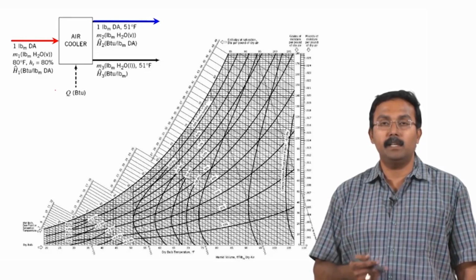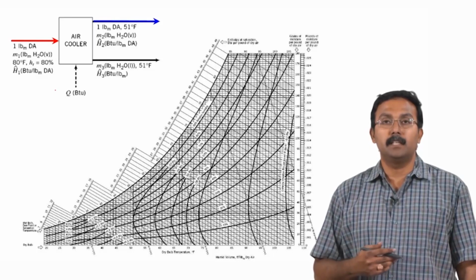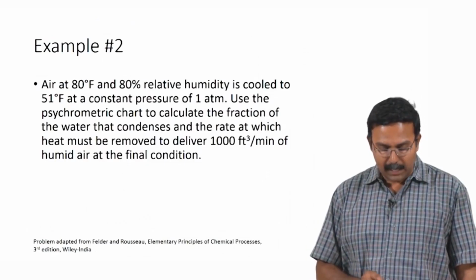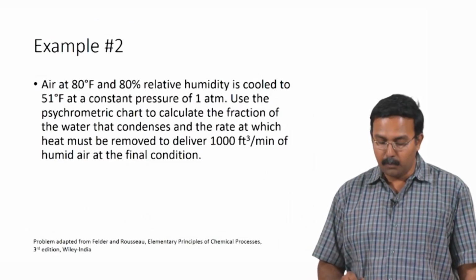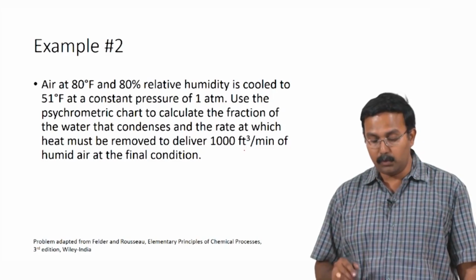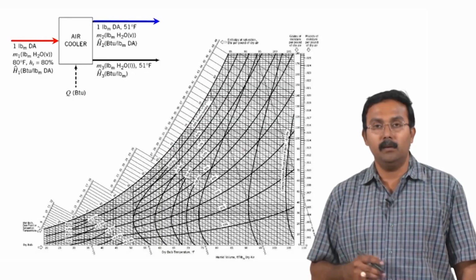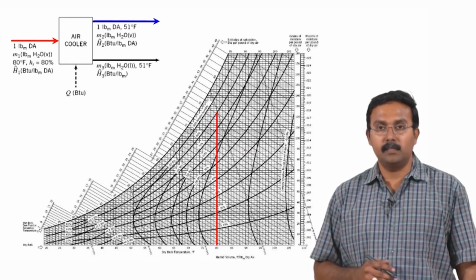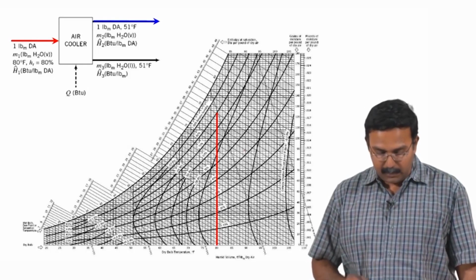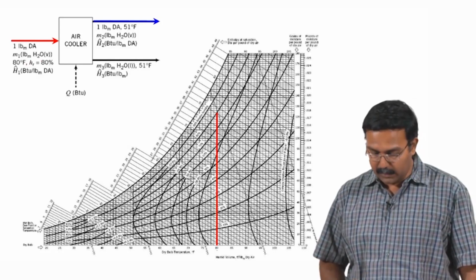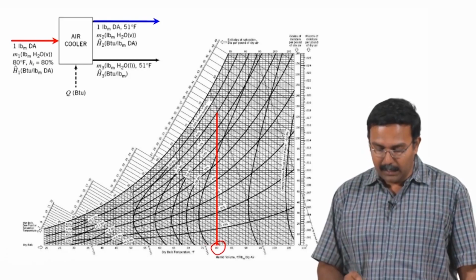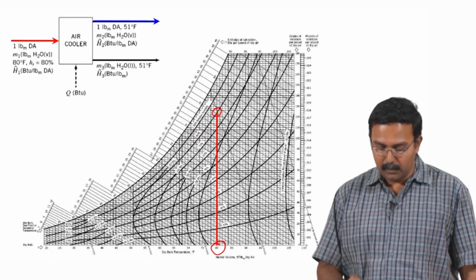Once we have that, we can calculate what is asked for, which is the heat required to be removed for 1000 feet cubed per minute of humid air in the final condition. Now let us start. First thing is to identify the given condition, which is the inlet condition, 80° Fahrenheit and 80% relative humidity. So which is this curve.